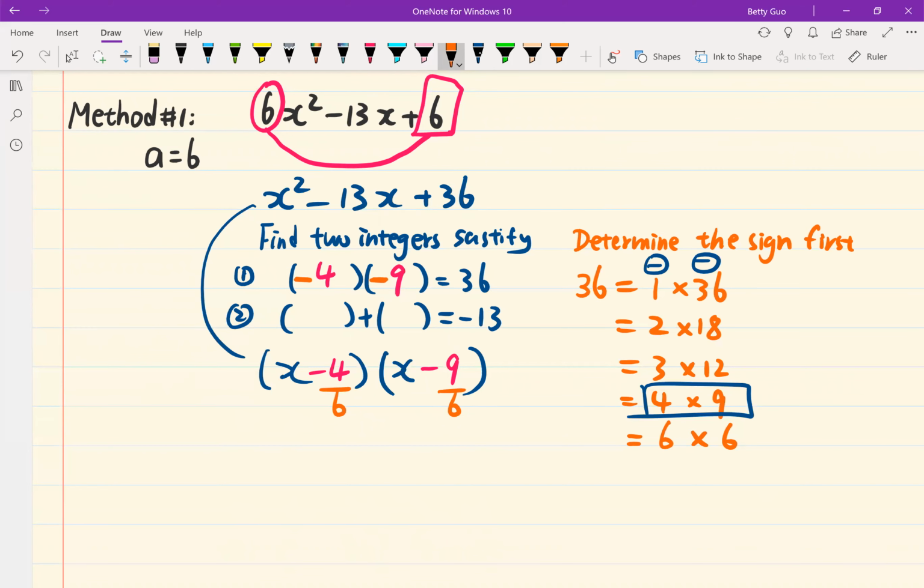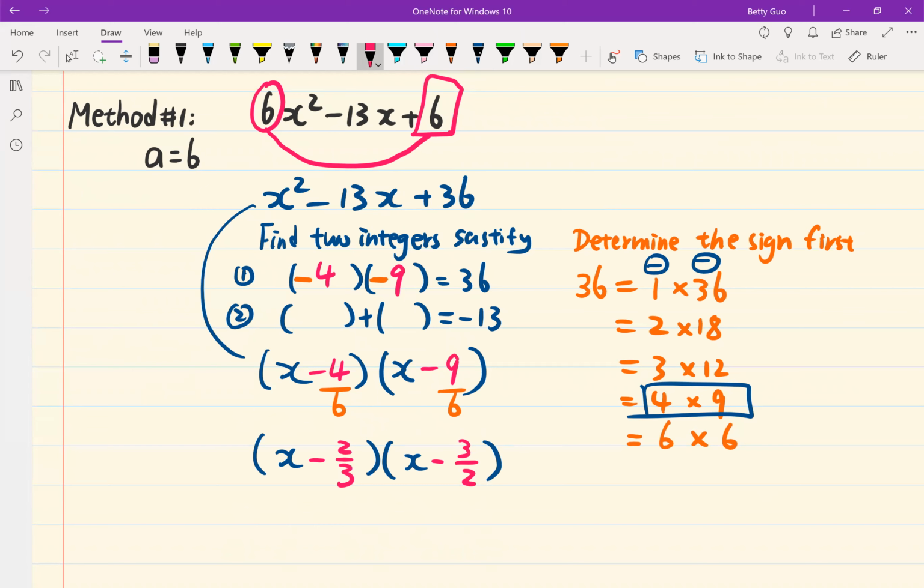Soon after we divide, we have to simplify or reduce. Let's see what we have after we reduce the two fractions. Negative 4 over 6 reduced is negative 2/3. Negative 9 over 6 reduced to negative 3 over 2.